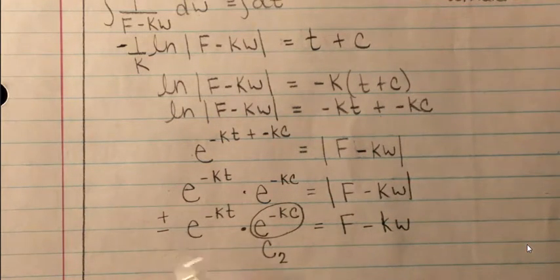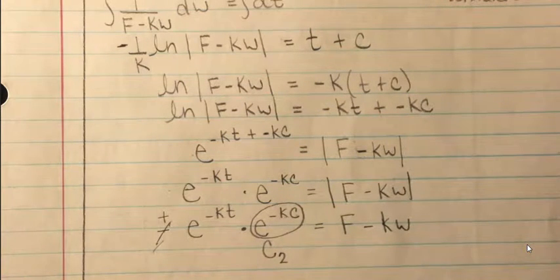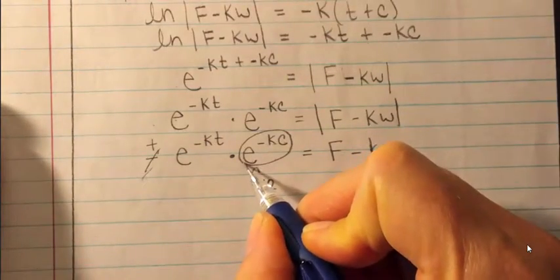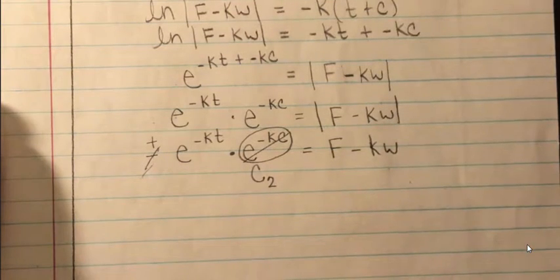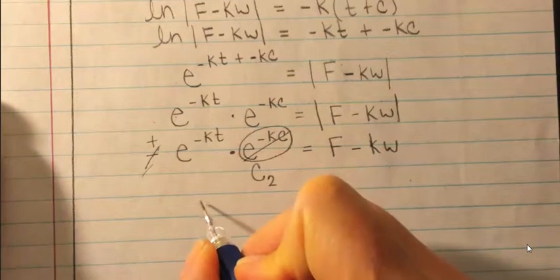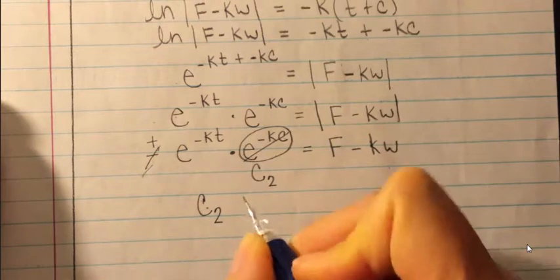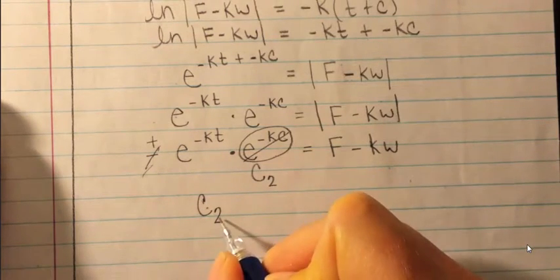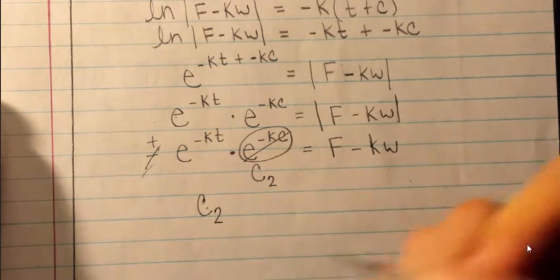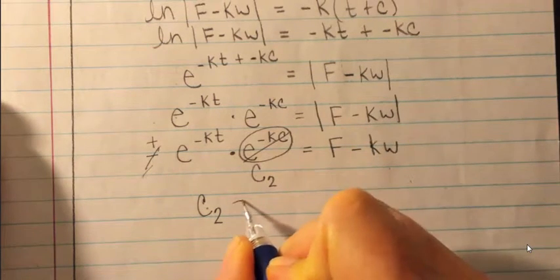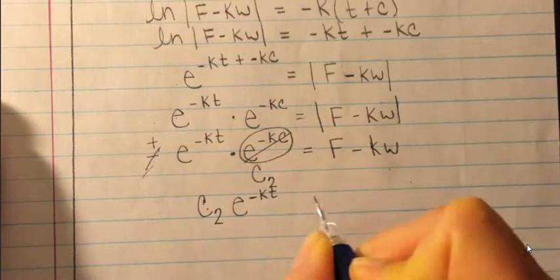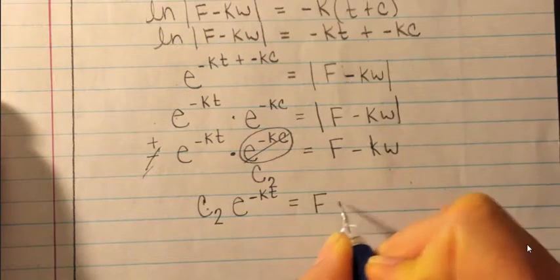I throw out the negative. I just leave it. It's going to be positive, unless c tells us otherwise, or c2, I should say. Unless our constant tells us otherwise. And we won't know that until we have some more points to plug in. Okay, so instead of leaving this as e to the negative kc, I'm just going to leave it as some constant that I don't know. So now I can rewrite this side as c sub 2, or my constant. And I'm using sub 2 because I already had a c. So we'll use a sub 2, times e to the negative kt equals f minus kw.